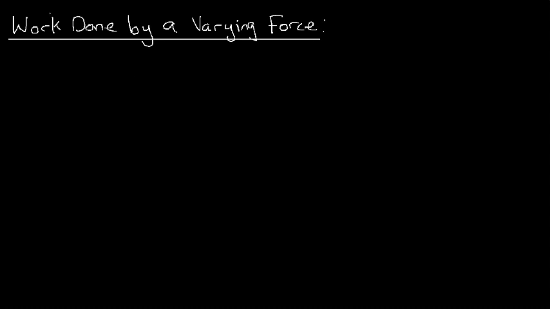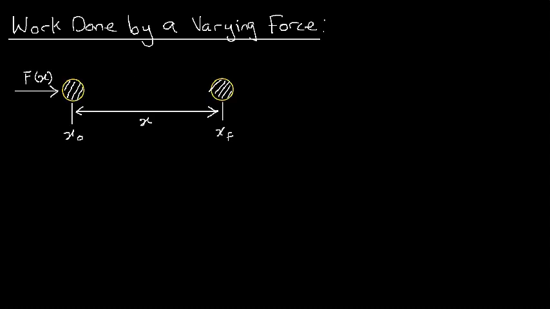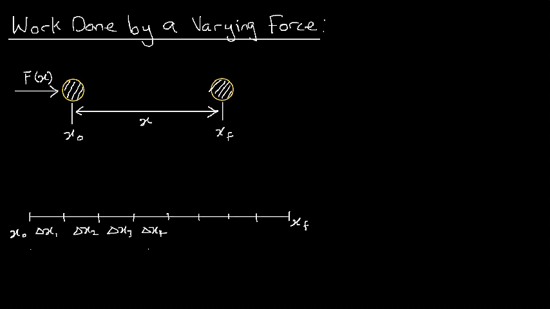Suppose we have a varying force acting on an object over a distance, and let's call this distance x. We can divide our distance or interval into very small segments, each of length dx. And we make these intervals small enough so that the force is approximately the same over each interval. And so we can calculate our total work done as approximately equal to the sum of the work done over all the intervals.